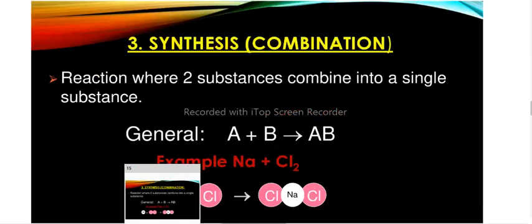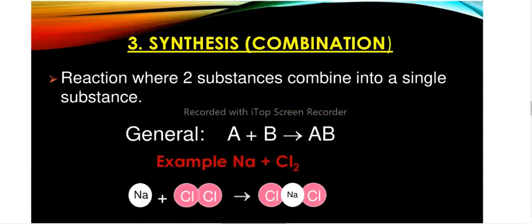Now we're going to continue with the third type, which is the synthesis or the combination. It's the reaction where 2 substances combine in order to form one single substance. Your general formula is A plus B in order to form AB. So you actually got 2 elements or 2 substances presented. I don't have here any compound. So they will only combine together, and this is called the synthesis.